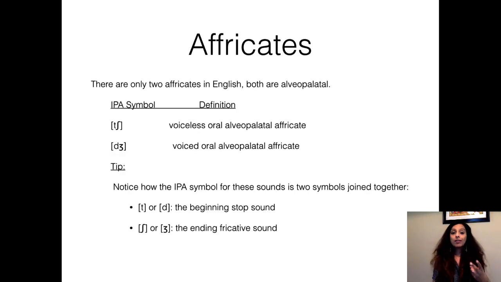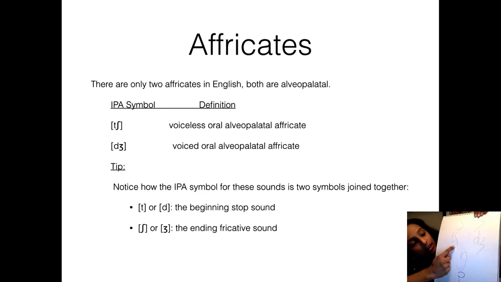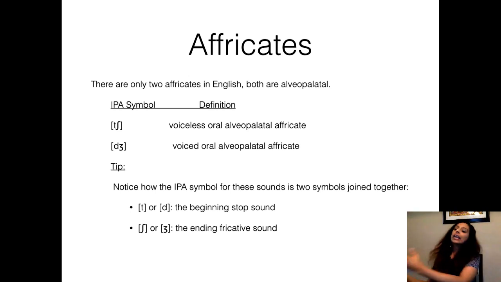There are only two affricates in English and they're both alveopalatal. This is ch and j, and one is the voiceless oral alveopalatal affricate and the second is the voiced oral alveopalatal affricate. And you can see from the symbol, the way that we had actually written it before, that these are composed of two sounds. So it starts with a stop and it ends with a fricative. That's why it's called an affricate.